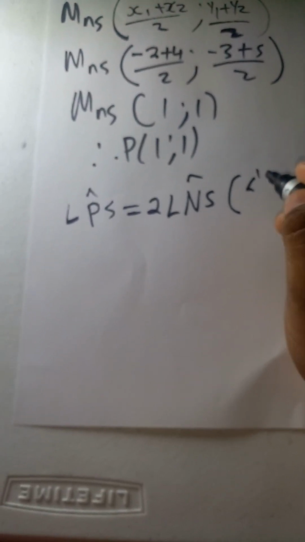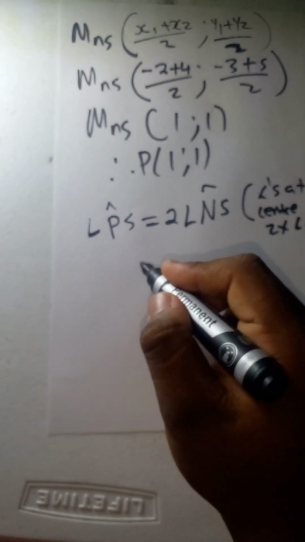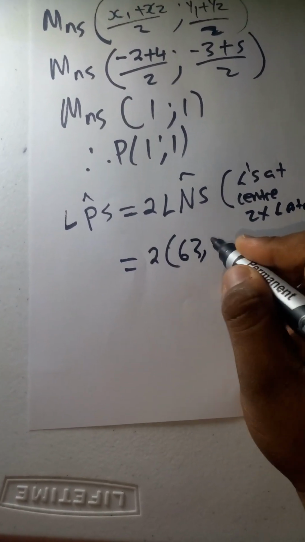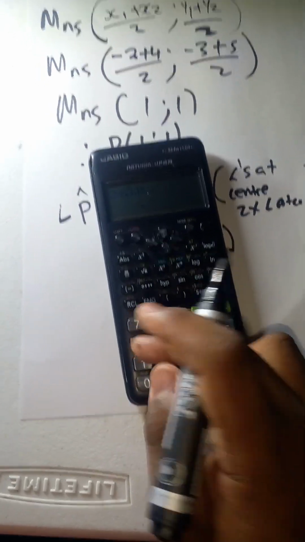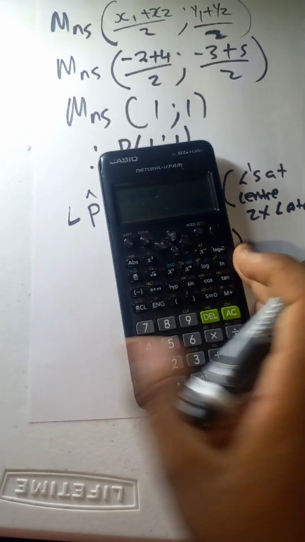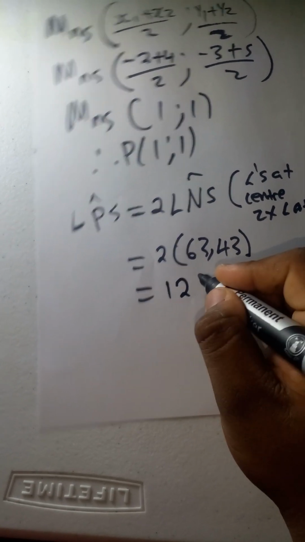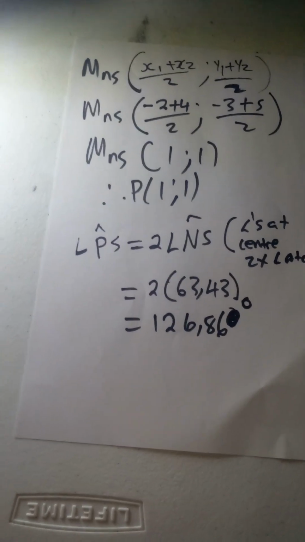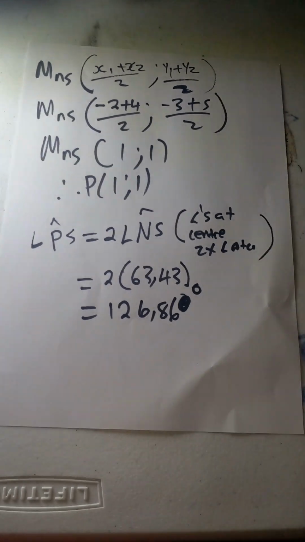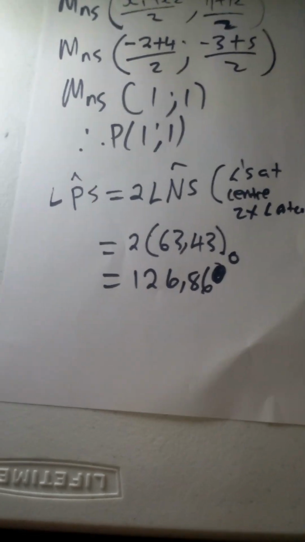Because this is the angle at the center, 2 times the angle at the circumference. So 2 times 63.43, and my answer is 126.86 degrees. So that's all, guys, for the question. I hope you understood, and I hope you are now fine with the question, guys. So thank you very much. I am done.